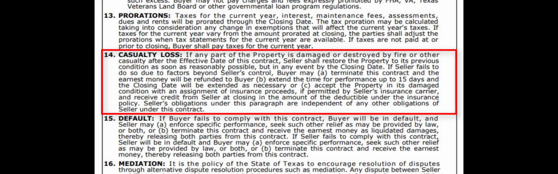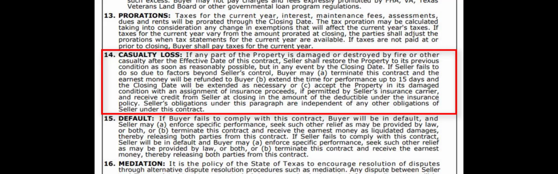If seller fails to do so due to factors beyond the seller's control, the buyer may A. terminate this contract and the earnest money will be refunded to the buyer, B. extend the time for performance up to 15 days and the closing date will be extended as necessary, or C. accept the property in its damaged condition with an assignment of insurance proceeds if permitted by seller's insurance carrier and receive credit from seller at closing in the amount of the deductible under the insurance policy. Seller's obligations under this paragraph are independent of any other obligations of seller under this contract.